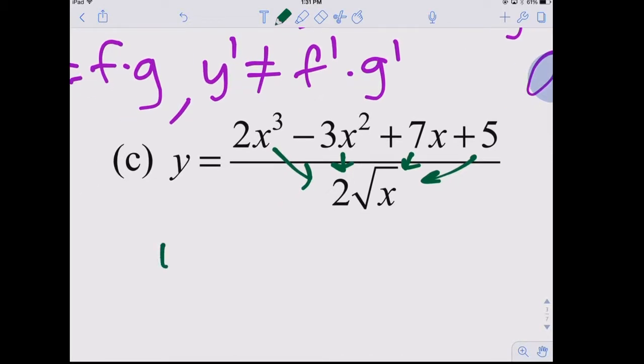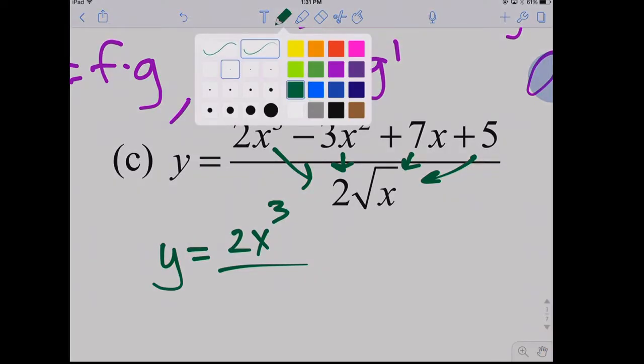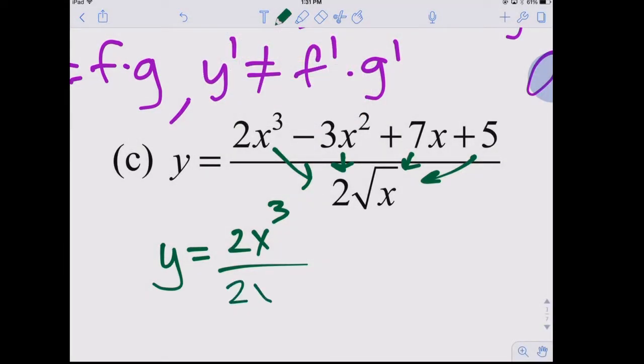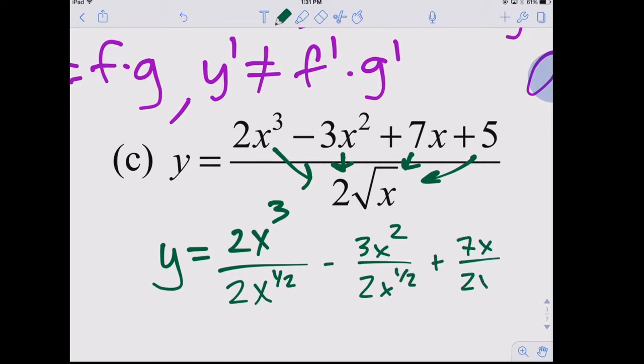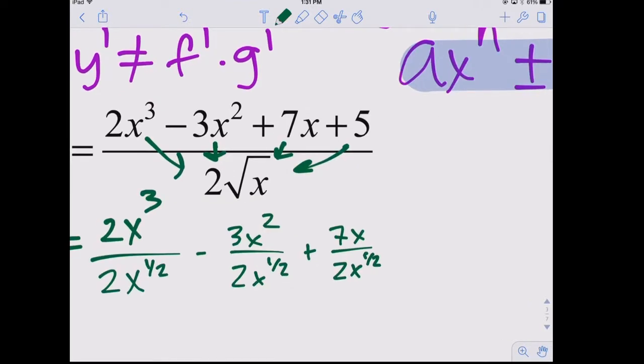Okay, so let's do that. Now, we're not going to take the derivative, so we're going to call it y equals. So we got 2x cubed over, now 2 square root of x, I'm not going to leave it as 2 square root of x. I'm going to call it 2x to the 1/2, because what we're going to do on the step after this is simplify, and we can use the rules of exponents. So the next one will be minus 3x squared all over 2x to the 1/2, and then plus 7x over 2x to the 1/2, and then finally plus 5 over 2x to the 1/2.